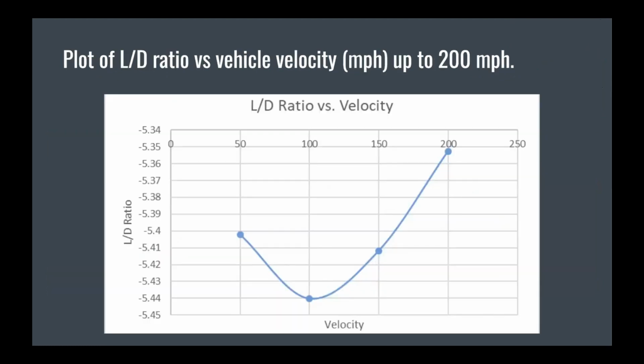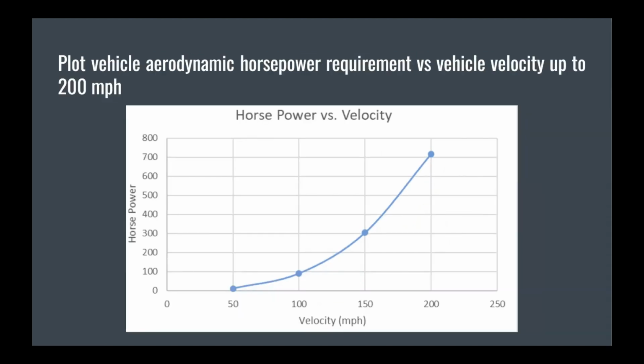And then this is a plot of our lift to drag ratio versus the vehicle's velocity, ranging from 50 miles per hour to around 200 miles per hour. And then here is a horsepower plot, ranging from 50 miles per hour also to another 200 miles per hour, where you can see that exponential increase as well.